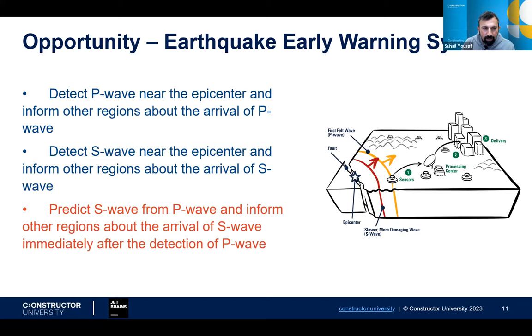So the idea is that the third one, if we are able to predict S waves based on the information in the P wave, that is the possibility that gives us maximum time. Next, please.